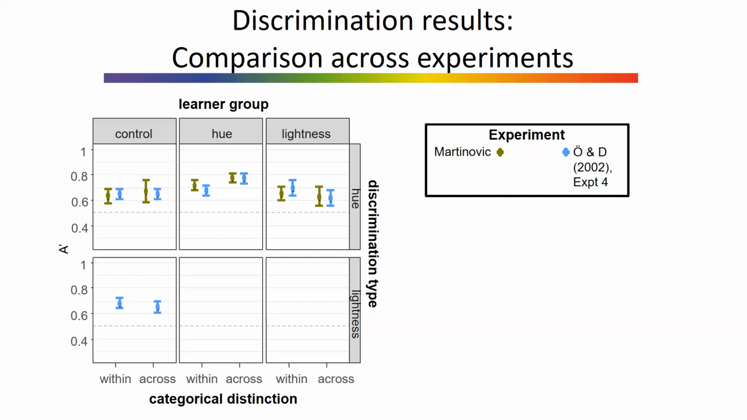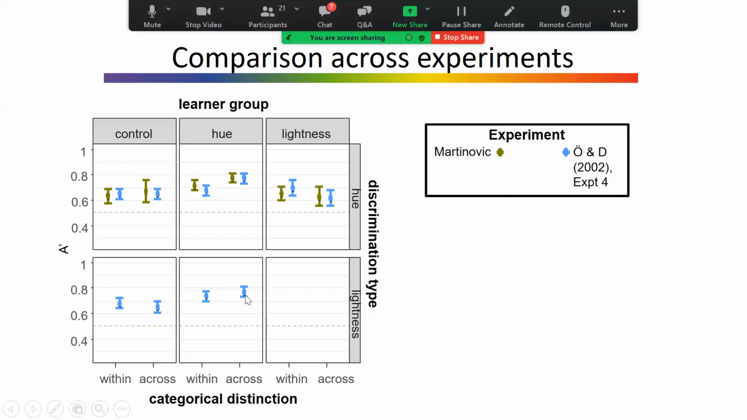Now let's look at lightness discrimination. Here are their controls. Hue learners learned something, but one important thing to note is that they didn't learn so much when you compare across and within discriminations. This difference is very, very subtle.